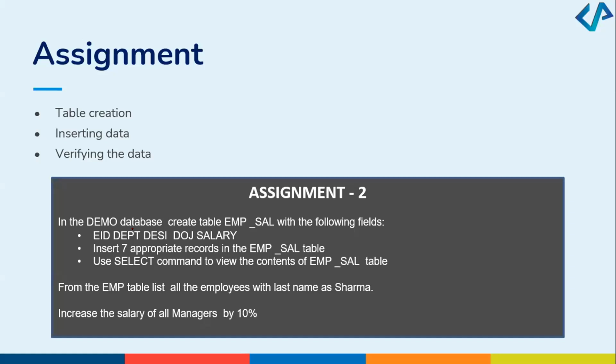You have to create a table called EMP_salary, which has EID, department, DOJ, salary. These are the different things that you will put. Then together, we will insert 7 records. We will use the select command to view the records. And finally, from the table, we want the employees with the last name Sharma, and increase the salary of the managers by 10%. Okay, this is what we wanted to do.